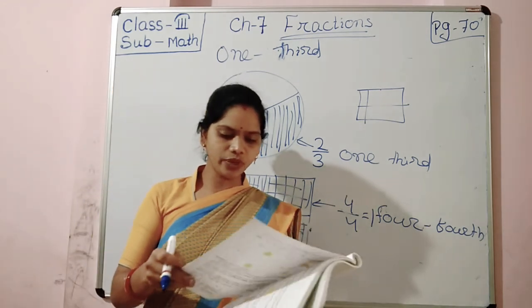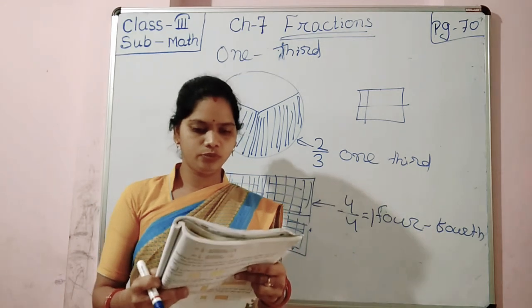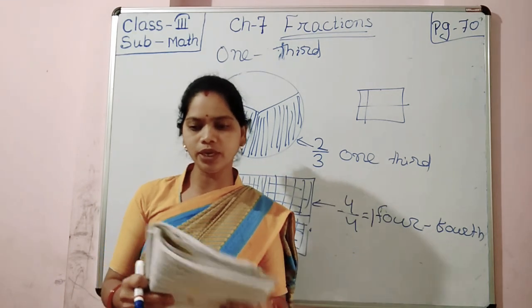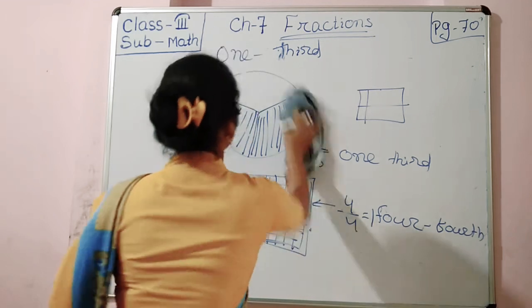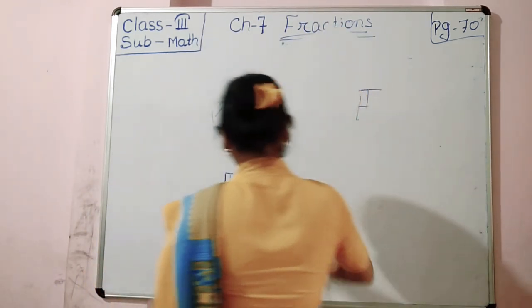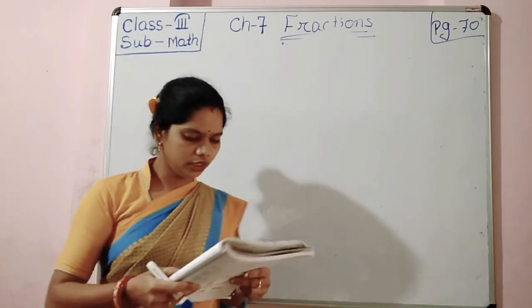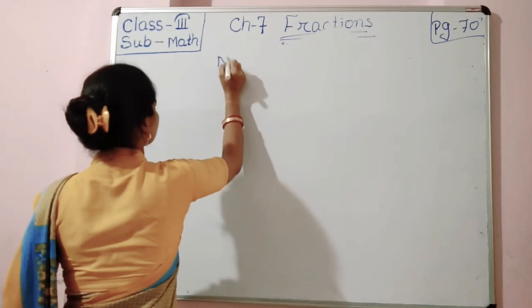Okay. In this way, you have to complete page number 71 in your book, both book and copy. Next, we will learn about numerator and denominator.